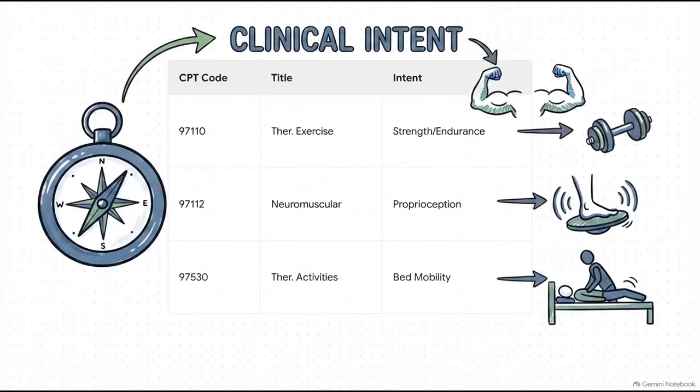When we look at all 3 of these side by side, the crucial point becomes incredibly obvious. Notice how the CPT code shifts entirely based on your intent. An oblique sit-up for core strength, that's 97110. For proprioception, that's 97112. For functional bed mobility, that's 97530. Your clinical intent is literally the compass that guides your coding.